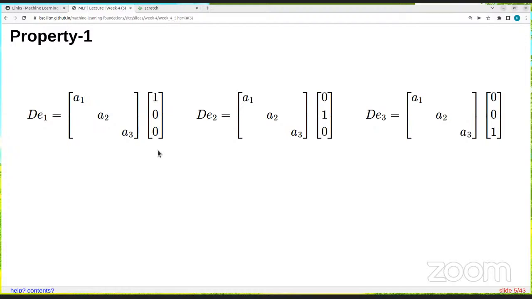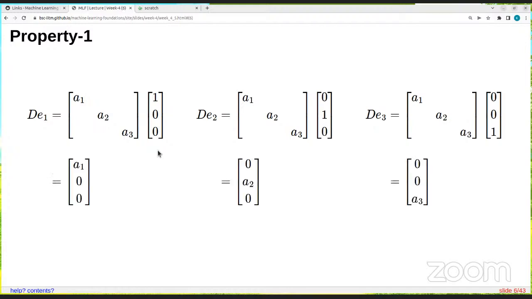The first column, second column, and third column of matrix D. That is right: the first column of matrix D, second and third. Is there a simpler way to write these three products? Is there a simpler way to write this right-hand side?